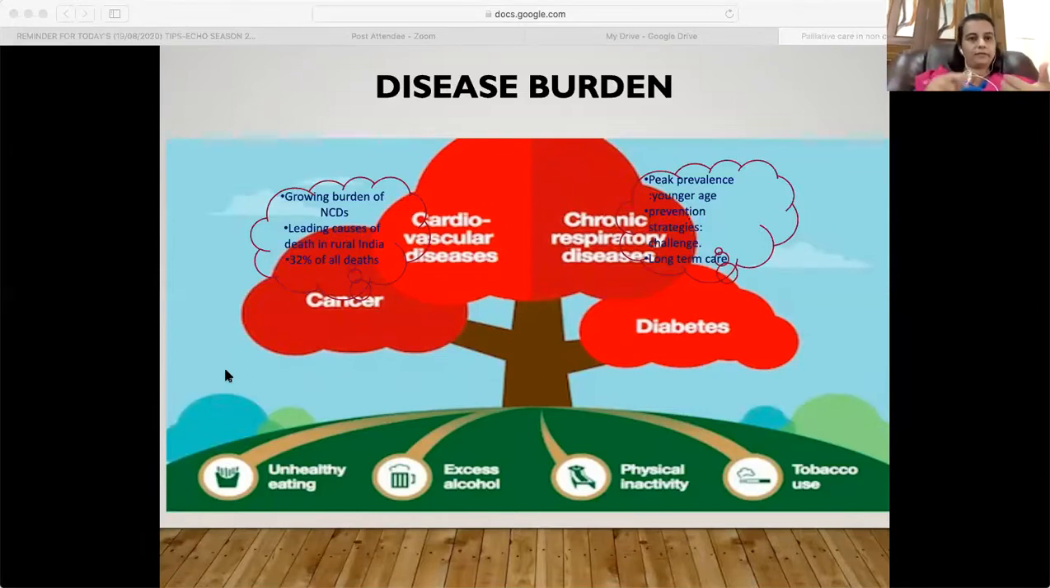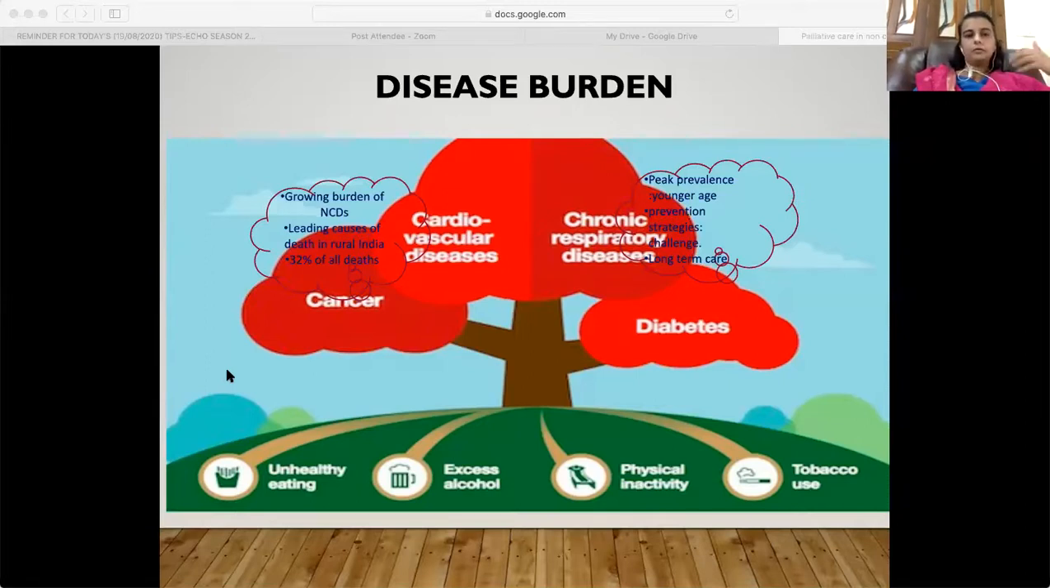We all know that lifestyle diseases are coming up: unhealthy eating, excess alcohol, physical inactivity, tobacco use. Our NCD burden is increasing, but at the same time, we still have infectious diseases which we haven't got complete control over. At least in Kerala, every time there is a rainy season, we get dengue infection. All these infections are still there.